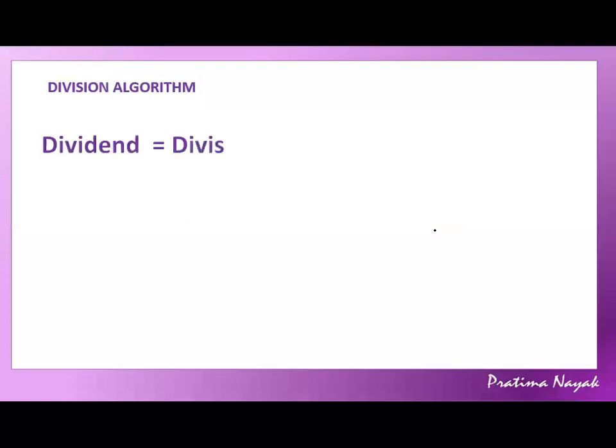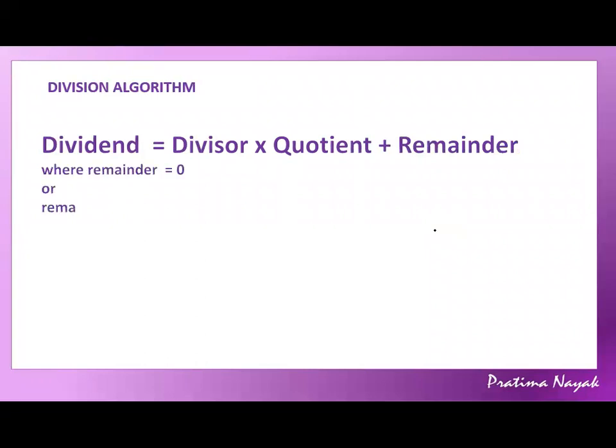Now we know the division algorithm: dividend is equal to divisor into quotient plus remainder, where the remainder is sometimes 0 when it is divisible, or the remainder is less than the divisor. Then we stop the division. So dividend is equal to divisor into quotient plus remainder.